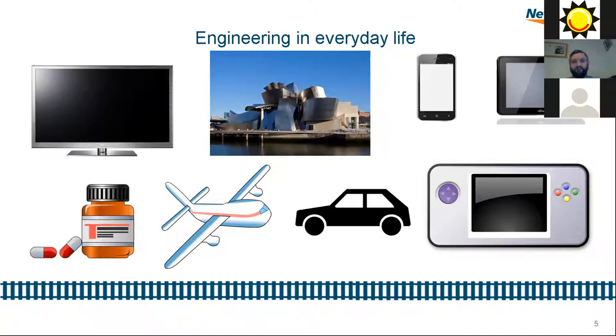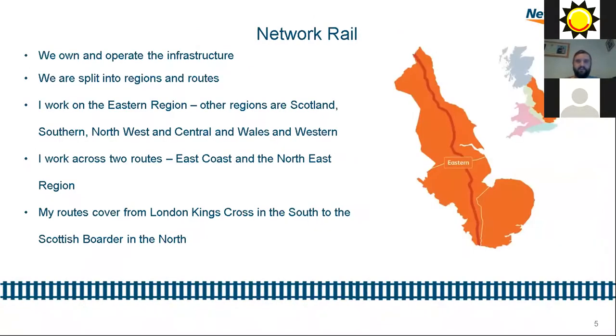And then obviously we've got other various forms of transport. You've got aeroplanes, and you've got cars. So you'll have automotive engineers, and you'll have aeronautical engineers that all work on these types of things. Everywhere you look, engineering is involved. So I'm just going to now go into Network Rail and who we are and what we do.